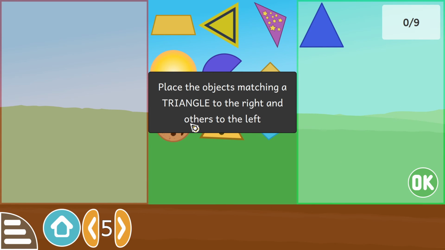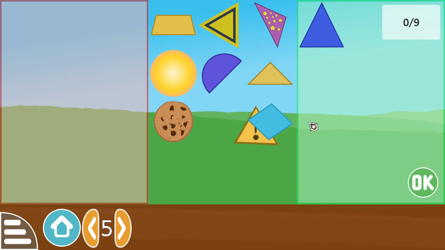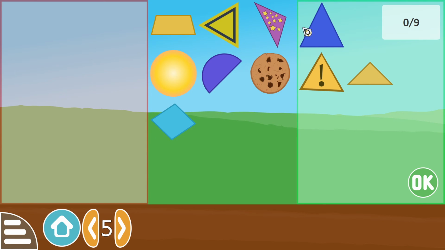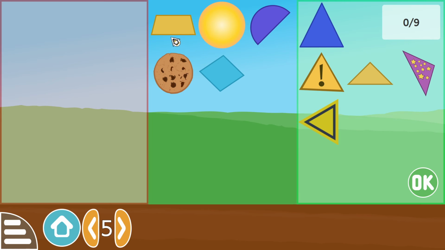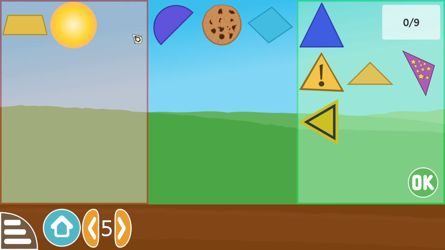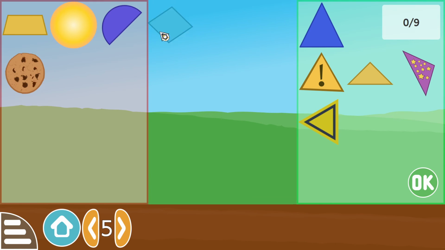Place the objects matching a triangle to the right and the others to the left. So we've got a warning sign. A normal triangle. The triangles have 3 sides. 1, 2, 3. Stars on it. Another one. Everything else has a circle, or it has 4 sides.